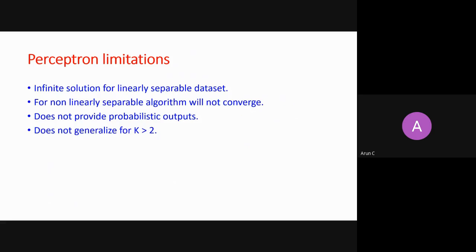So the limitation says there are infinite solutions for a linearly separable data set, and it depends upon your initialization of W. For non-linearly separable data, the algorithm will never converge. You will never get to know whether your data set is linearly separable or not. If you don't know that, you cannot trust this algorithm. You don't know whether it is still searching or whether your data is non-linearly separable, that's why it cannot find a solution. So it doesn't provide you probabilistic outputs, and it doesn't generalize. It is just for two classes. Right.